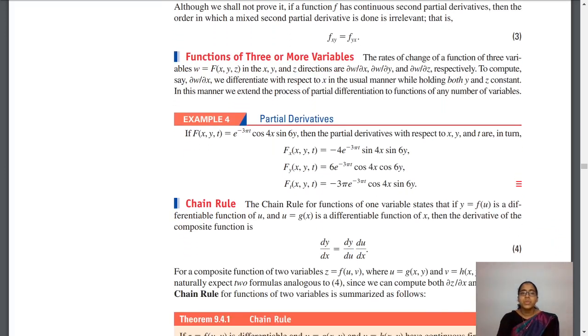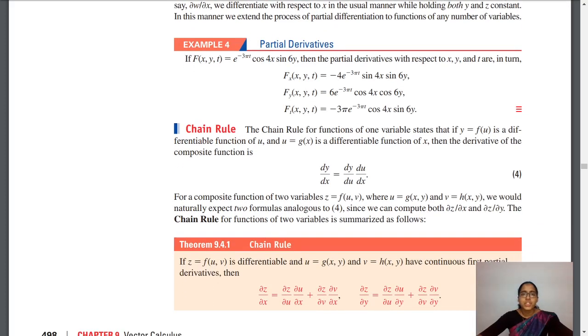Okay. Just like before, we can now move on to functions of three or more variables. That is, if w is equal to f of x, y, z, then the derivatives dou w by dou x, dou w by dou y, and dou w by dou z exist. In a similar manner, how will we find dou w by dou x? We will find it by keeping y and z constant. Similarly, we can find dou w by dou y by keeping x and z constant and using the normal rules of differentiation.